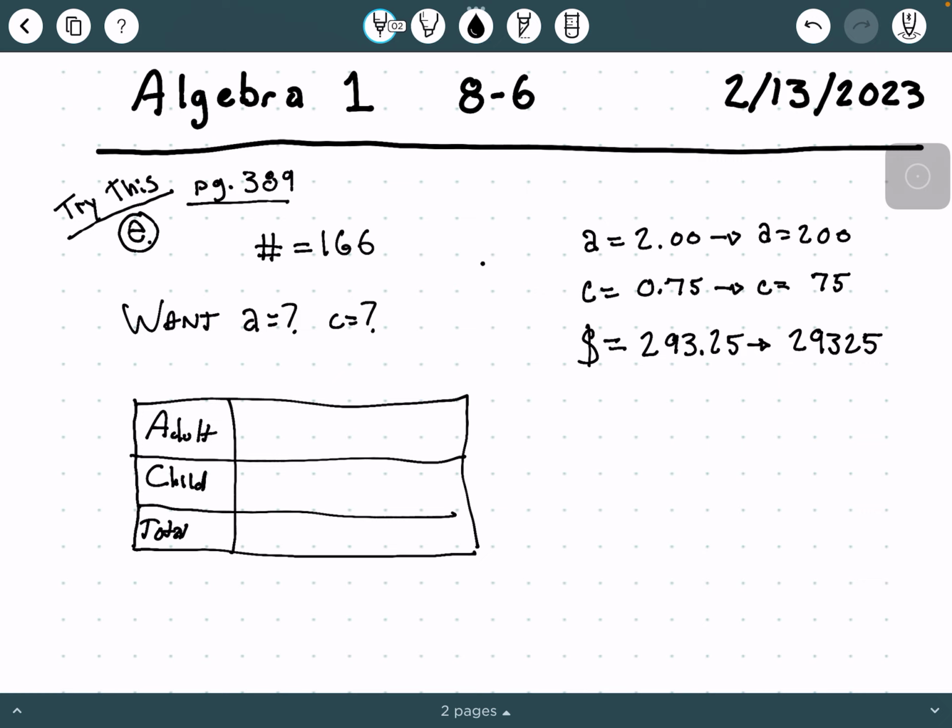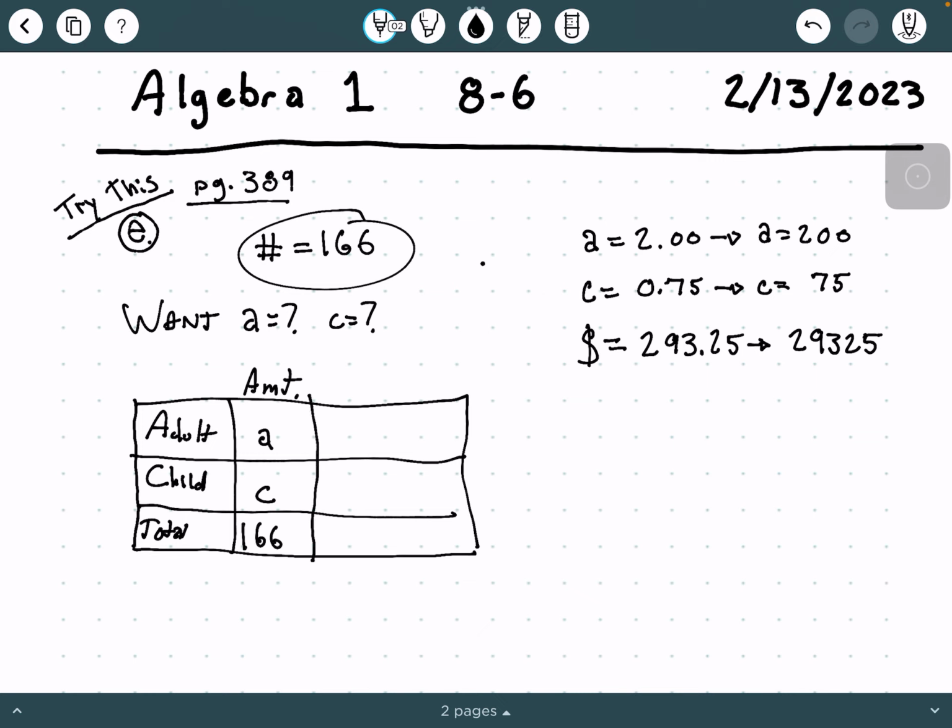Let's look at the number of people. How many adults do we have? Well, we don't know how many adults we have right now. That's what our variable is for. How many children? We don't know. Total though, we do know the total amount of people we have up here, right? So that's 166 people.